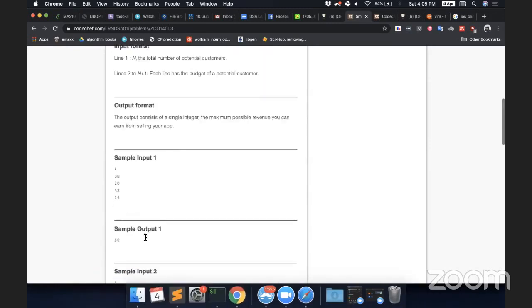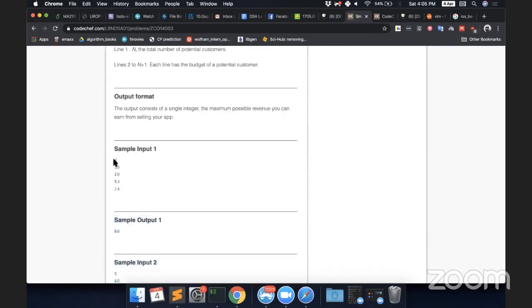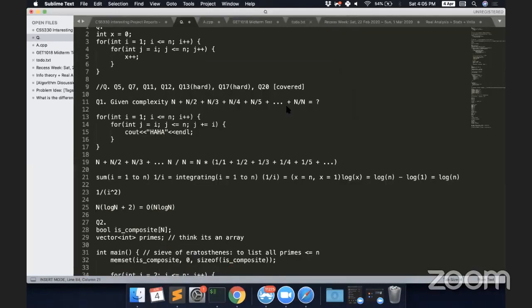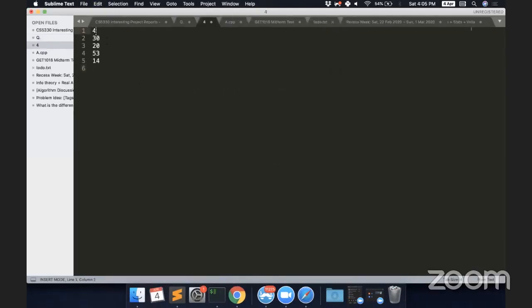Now, one of the hints that I gave earlier was, let's say these are the values. The things look like this, and let's just sort this array. So it looks like 14, 20, 30, 53. These are the 4 guys with their budgets, right? If you set the value of the app to be 20, then how much profit will you make? You'll get 3 guys to be able to buy the app, right? The guy 20 will buy, the guy 30 will buy, the guy 53 will buy. So 20 times 3. So you'll make 60 profit.